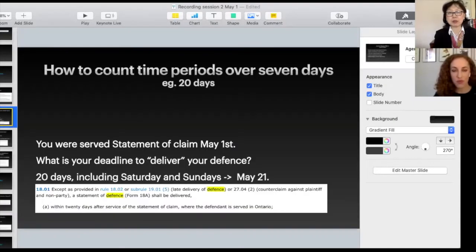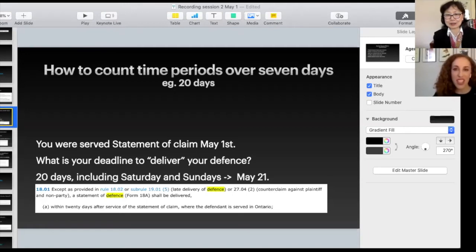So the first example is suppose you're a defendant and you're served a statement of claim today, which is May 1st. How would you calculate the time to deliver your statement of defense? Now, in the rules, Rule 18.01 tells us that a defendant has 20 days after the service of the statement of claim to deliver a defense. So 20 days. Heather, how do we calculate the 20 days?